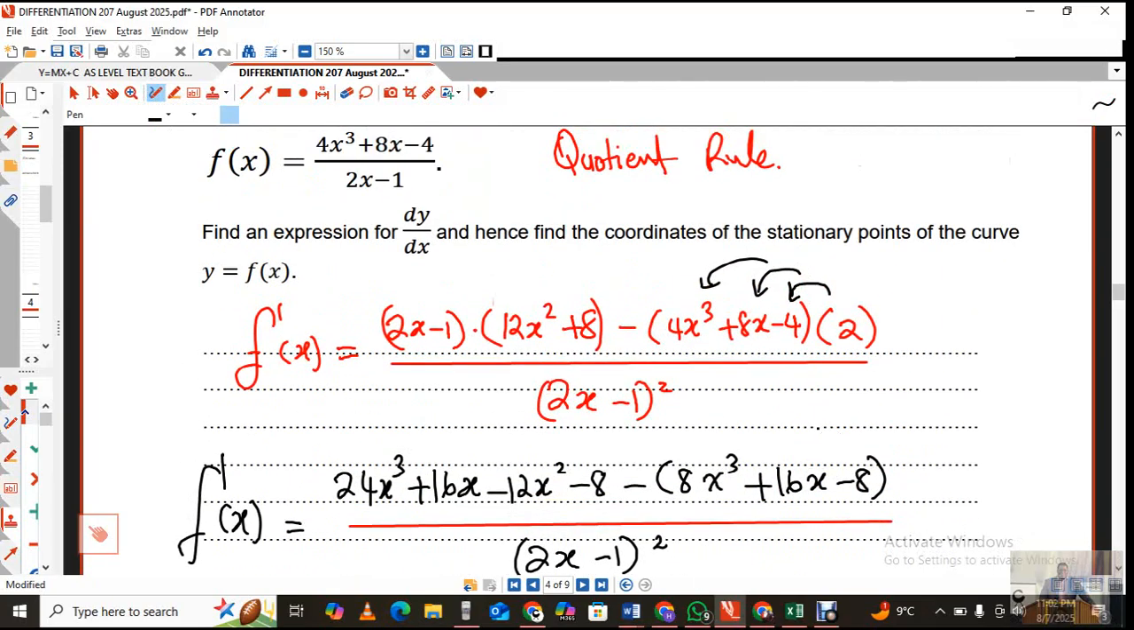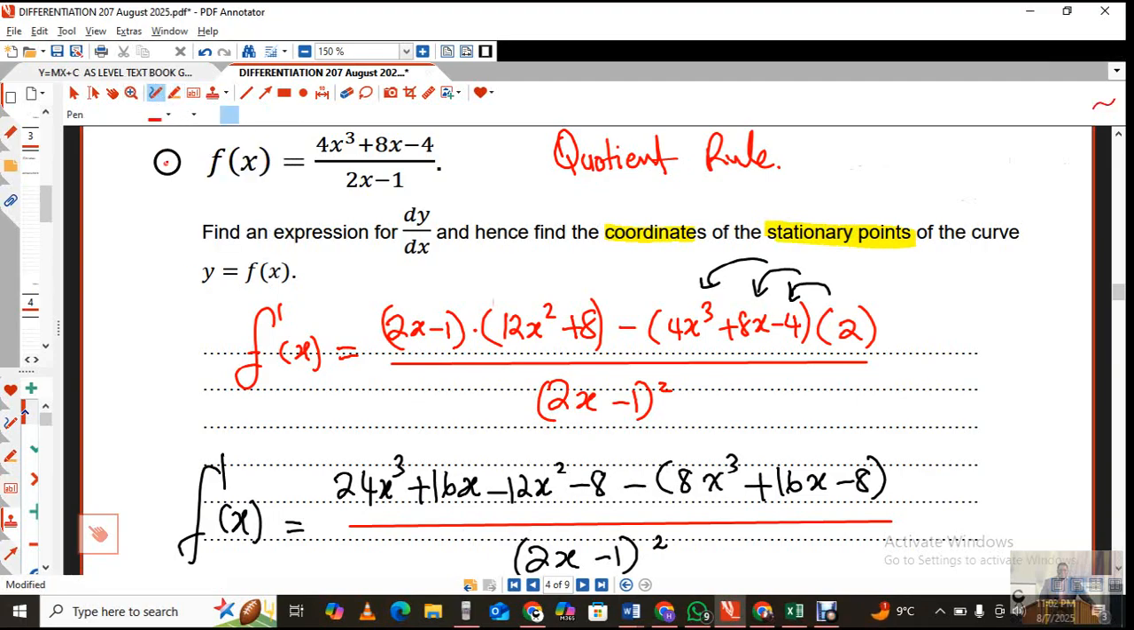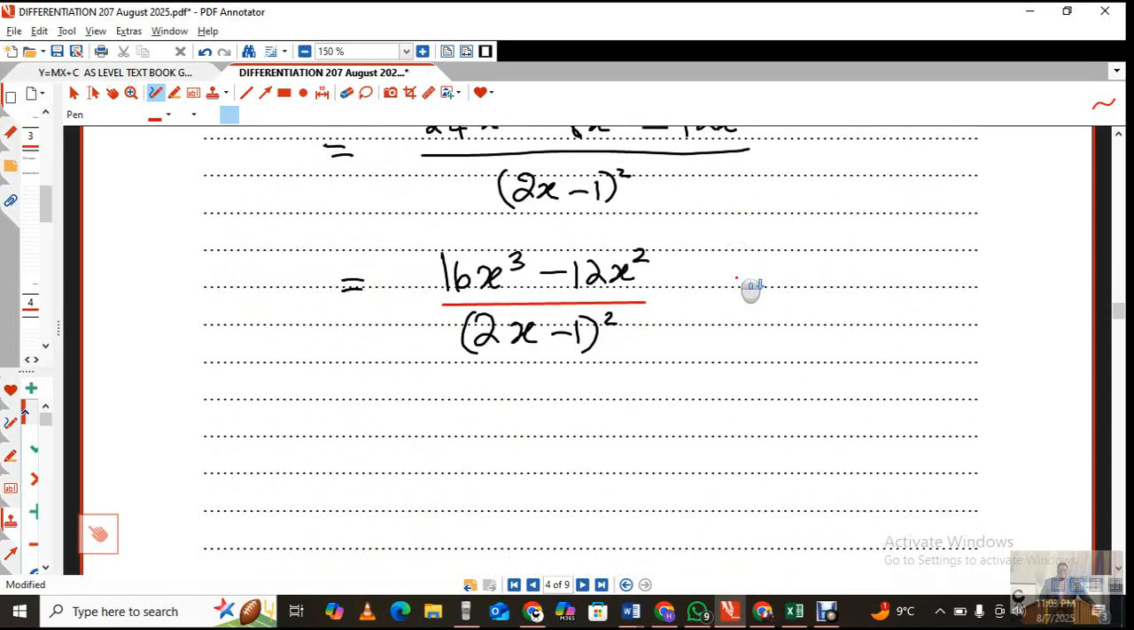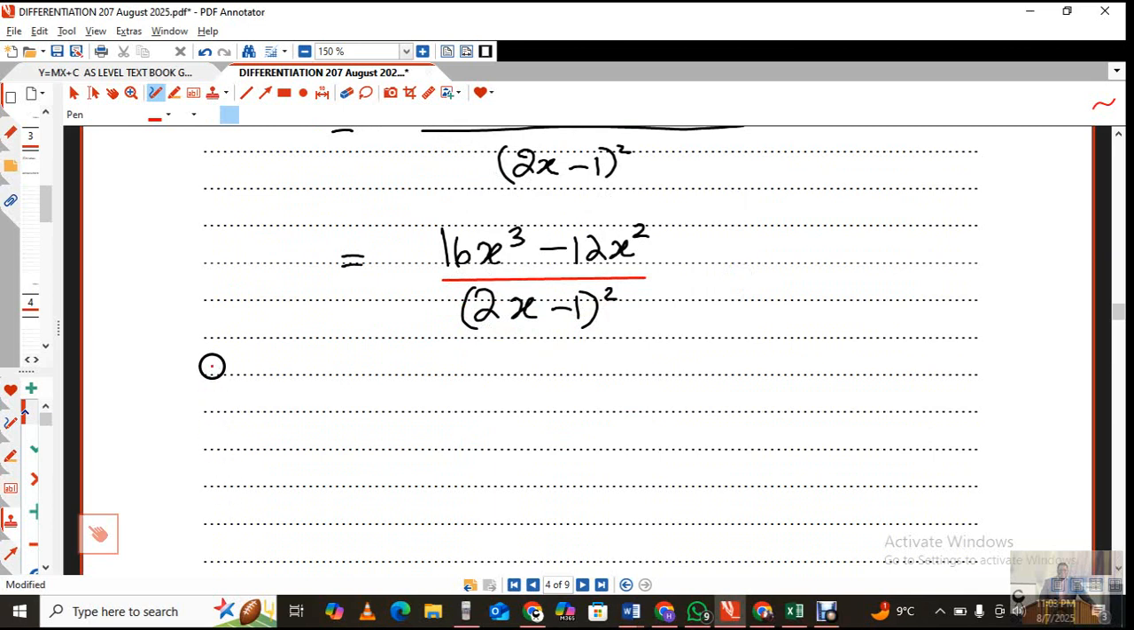Now, there's an interesting statement in the stem. It says, find dy dx, which we did, and hence find the coordinates of the stationary point. You're going to find x and y, but the stationary point is very interesting because at a stationary point, the derivative is equal to 0. So we are going to set our derivative equal to 0. That is going to allow us to calculate.